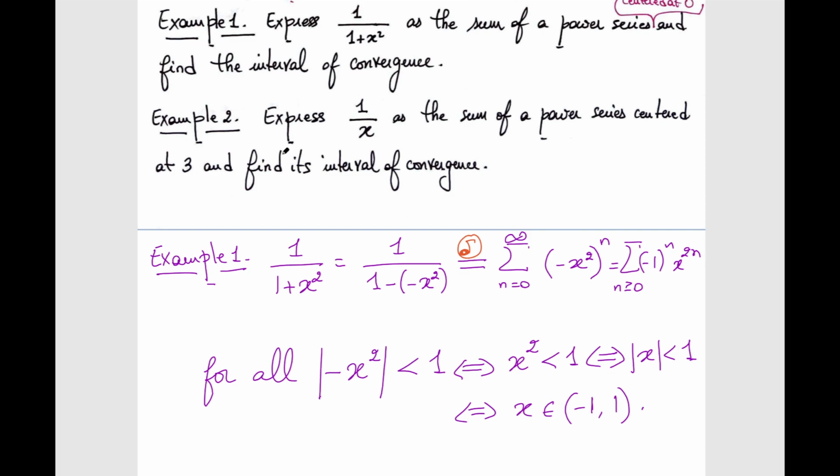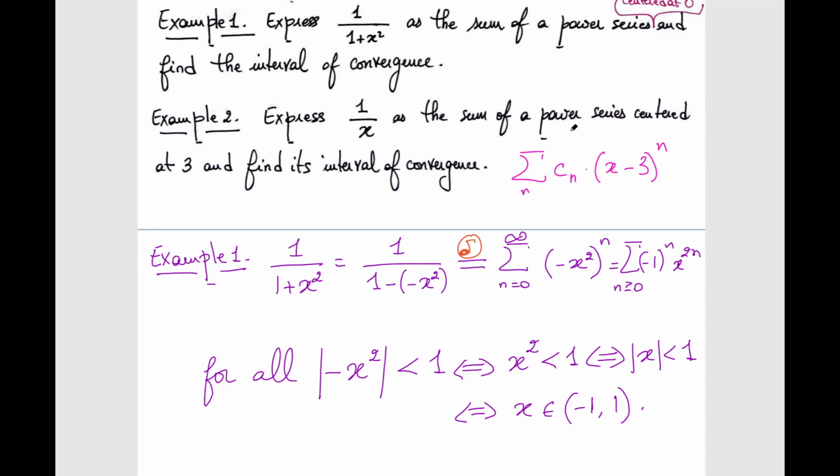Okay. Example 2. Express 1 over x as the sum of a power series centered at 3 this time. It has to be at 3. Remember, what does it mean to be at 3? It means that I want to rewrite this as the series whose terms are, I don't know, Cn times (x minus 3) to power n, correct?